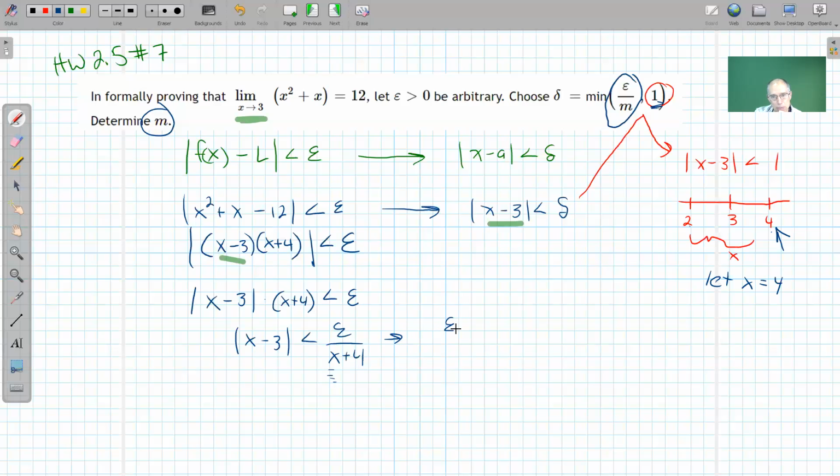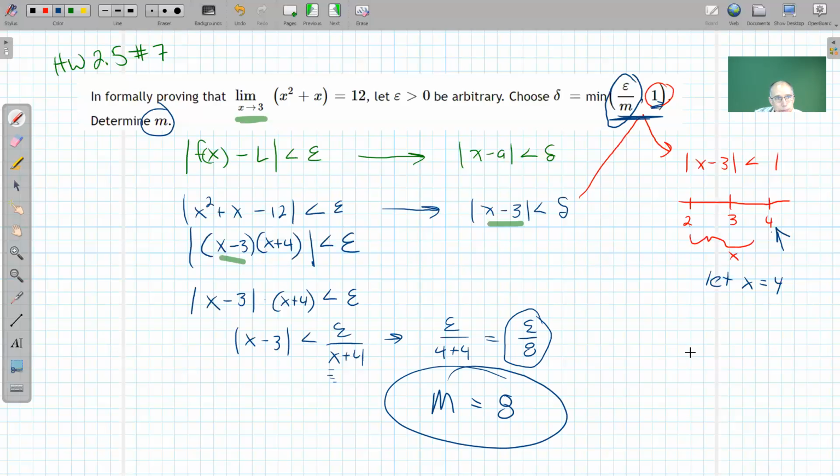So I'm going to say that's epsilon over 4 plus 4, which is epsilon over 8. And remember, we want epsilon and delta to be small numbers. And based on this information, that's like the smallest I can get. If I picked x to be 3 or 2, I would get a smaller denominator, which makes the fraction bigger. Yeah, that seems reasonable. All right, so I think that m should be 8, according to that. Cool. Boom, done. Have a good day. Do good math.